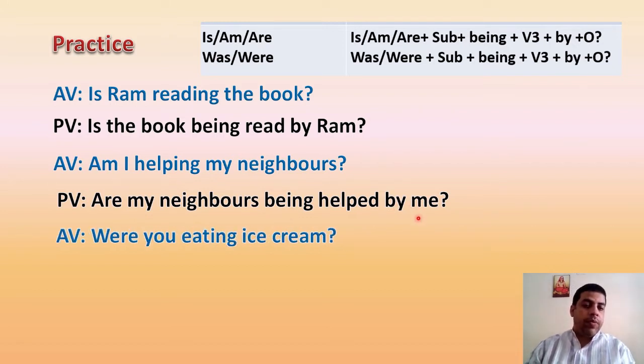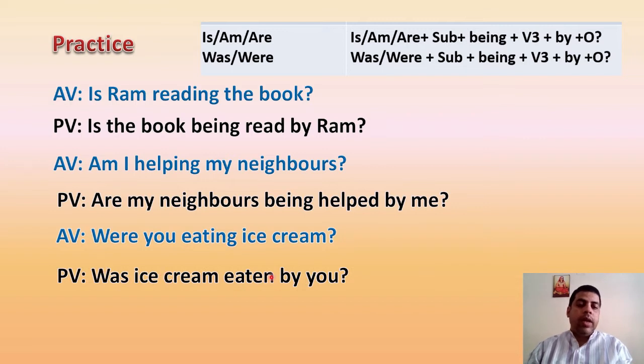One more example from past. Were you eating ice cream? Now the question is beginning with were, but it certainly does not mean that the answer is also going to begin with were only. We have to choose what is the object here. Looking after that, we will be deciding whether to choose was or were. So what is going to happen? Ice cream was. So was ice cream eaten by you? That will be the answer.